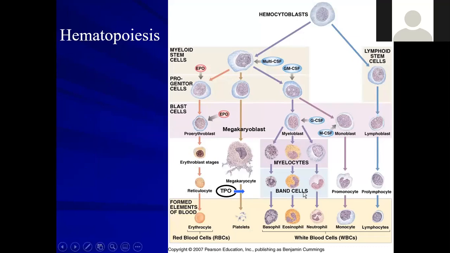Finally, to look at the big picture, that stem cell is known as a hemocytoblast. And you can see it branches in all directions. Here we've got different CSFs for the different white cells. Here we've got erythropoietin for the red blood cell. Here we've got TPO or thrombopoietin for the platelets from the megakaryocyte, which is a very large cell, to form platelets.